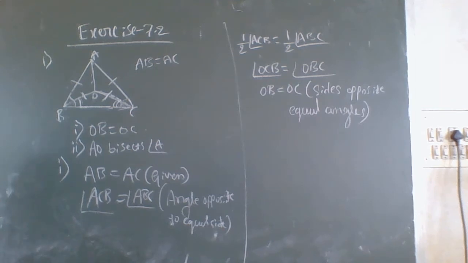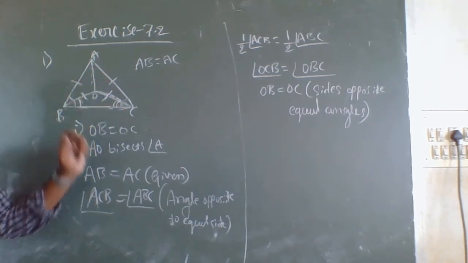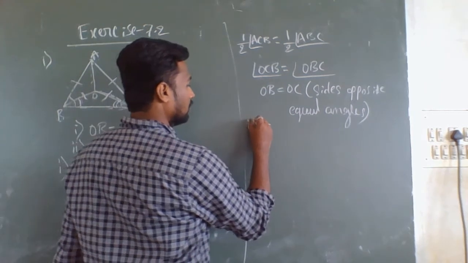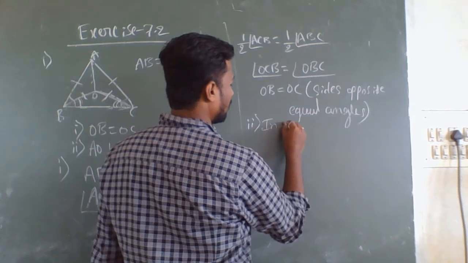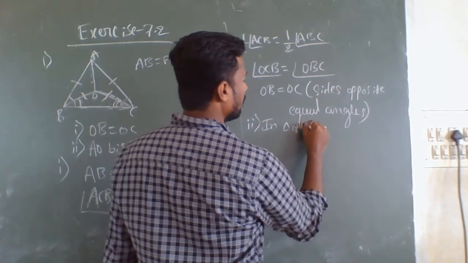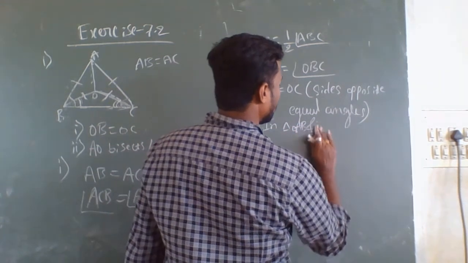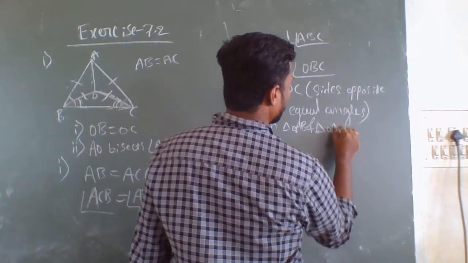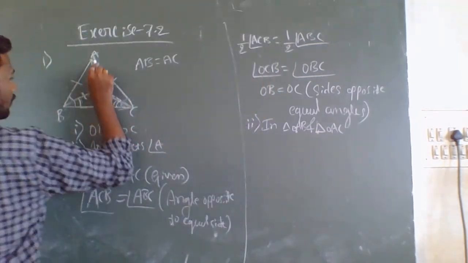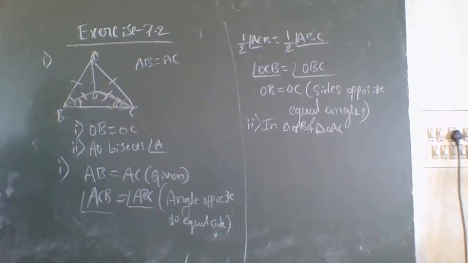Okay. Now we will move to the second one. AO bisects angle A. To prove this, I will consider angle OAB and OAC. Here, in triangle OAB and triangle OAC.